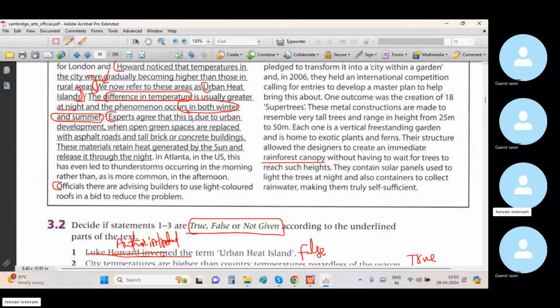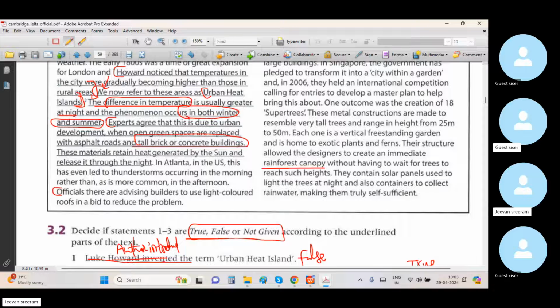Experts agree that this is due to urban development, when open spaces are replaced with tall concrete and brick buildings and materials that trap heat generated by the sun. But nowhere is it mentioned that they tried to create heat reflecting concrete and bricks. There is another line about roofs, sir: advising builders to use light colored roofs in a bid to reduce the problem. Officials have actually suggested that builders use light colored roofs, but not experts.